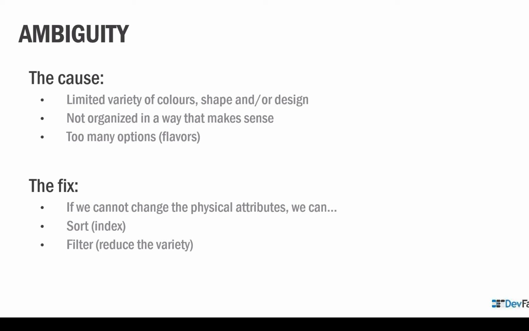So how can we fix that? Well, if we can't change the physical attributes, which we can, but we're going to talk about that a bit later, one of the things we can do is sort them, or what we call indexing. We can index our information so that we can find it better. The other thing we can do is filter it. We can reduce the number of options, the varieties that we have, so that you're less likely to get a wrong one.